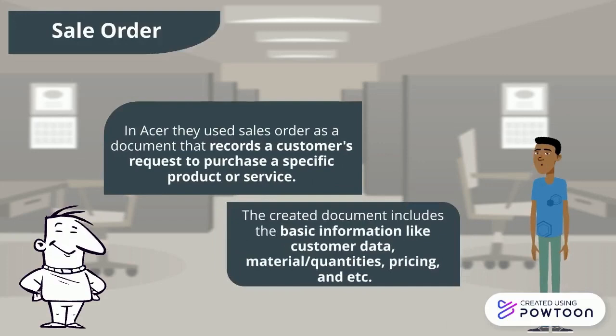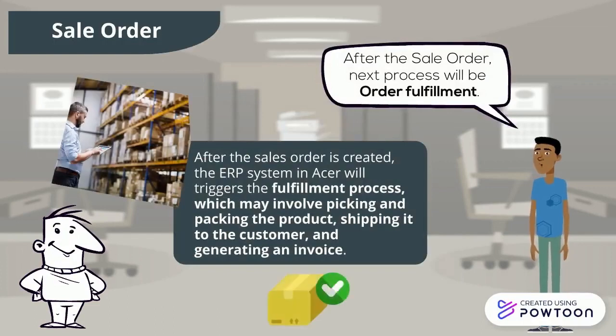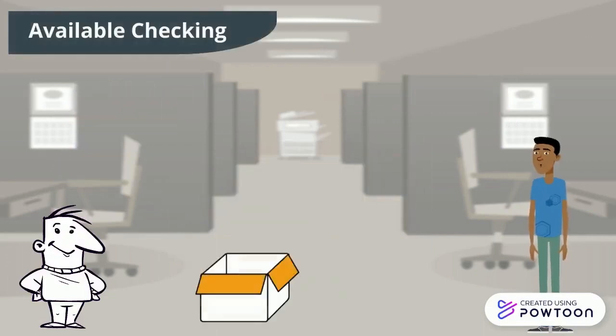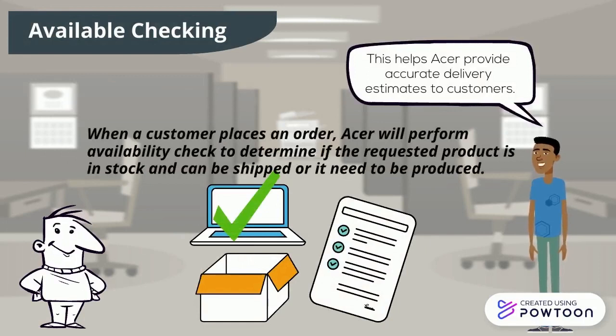A sales order is a document that records a customer's request to purchase a specific product or service, and next is order fulfillment: picking and packing the product, shipping it to the customer, and generating an invoice. Availability checking is when a customer places an order, it needs to determine if the requested product is in stock and can be shipped or it needs to be produced.